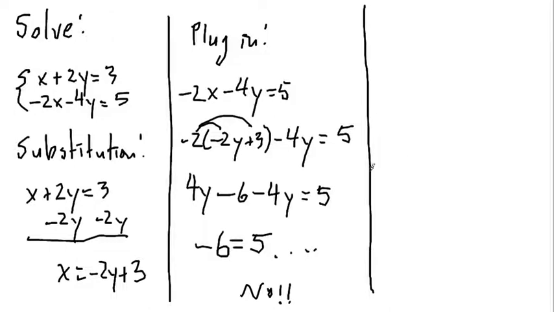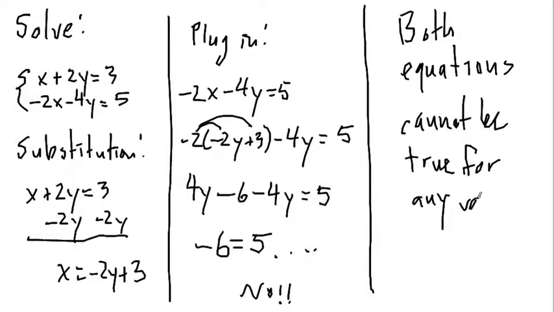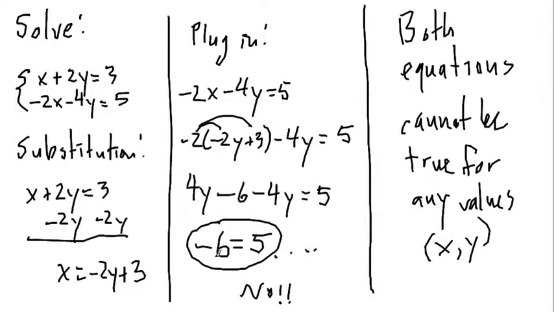So what this really means is that both equations cannot be true for any values for x and y. Any values that make the first equation true will make the second equation false, and vice versa. Okay. And the reason is because we got down to this false equality right here.